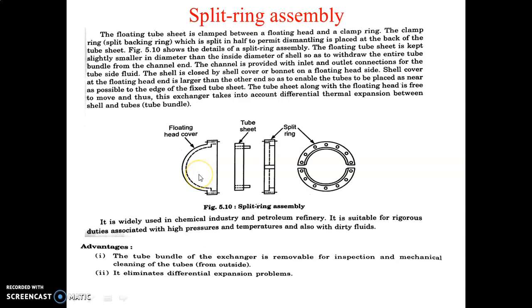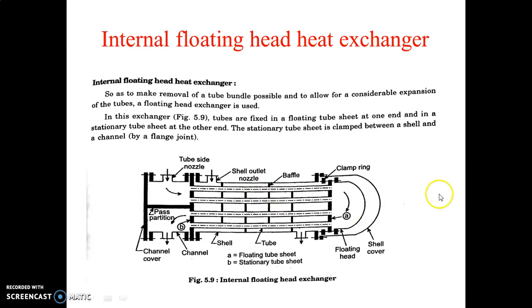Okay, so the tube sheet is kept at a slightly smaller diameter. If we look here, this has a smaller diameter than the inside diameter of the shell. So this is the shell diameter, and the floating head has a smaller diameter. Why? By providing the smaller diameter, we can withdraw or take out the entire tube bundle from the channel. So this is called a tube bundle, and you can take this tube bundle outside.